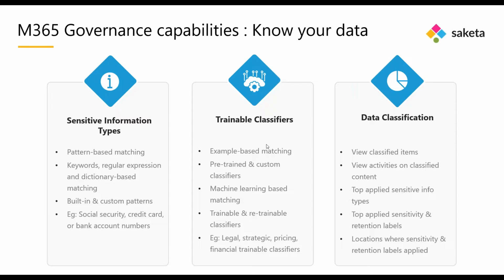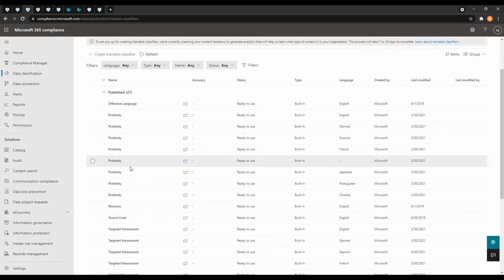Once that is ready, once the feedback is accurate, once a classifier is detecting correct outputs based on the provided samples, now we can publish this classifier and use it the same as a sensitive information type to identify sensitive information.